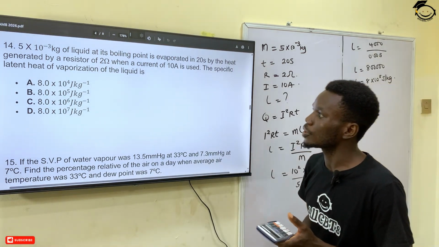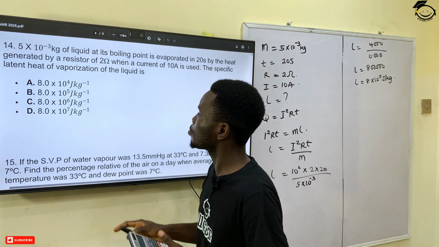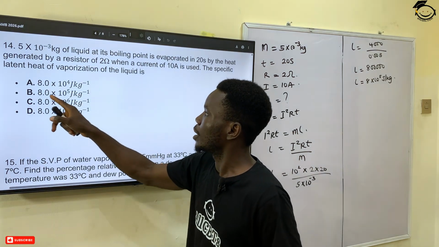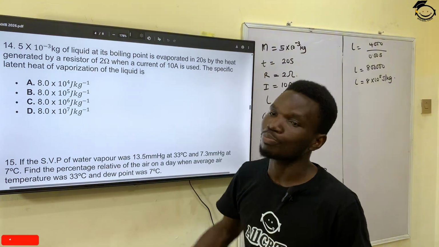So looking at our options there, we're looking for 8 times 10 raised to the power 5, and that is option B, 8.0 times 10 raised to the power 5 joules per kilogram.